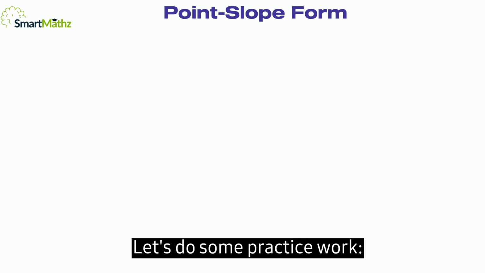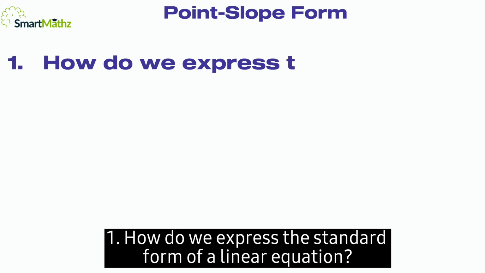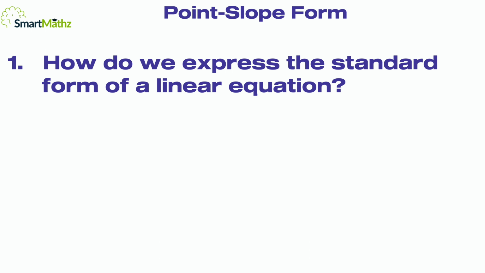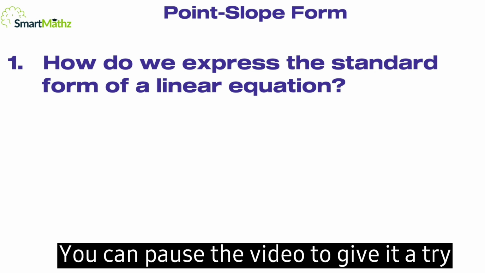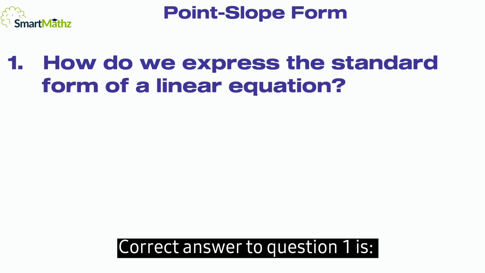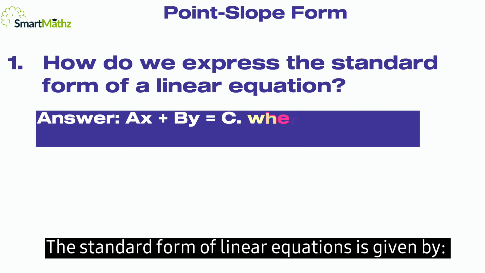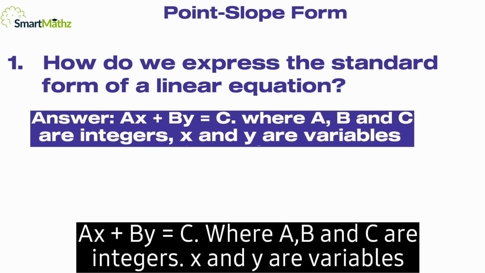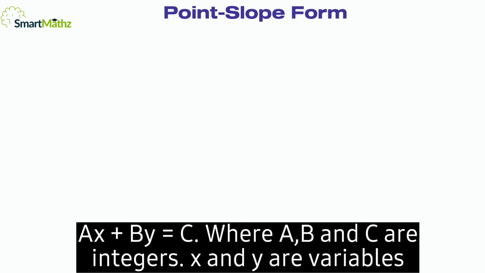Let's do some practice work. 1. How do we express the standard form of a linear equation? You can pause the video to give it a try. The correct answer to question 1 is, the standard form of linear equations is given by ax plus by equals c, where a, b and c are integers, x and y are variables.